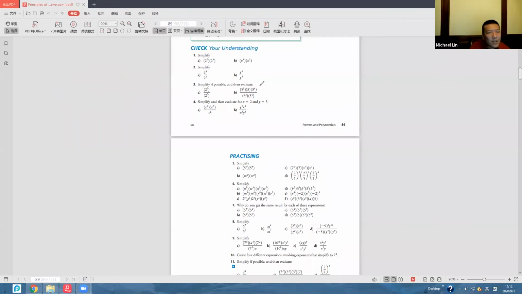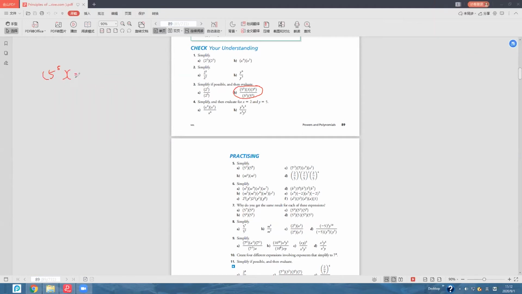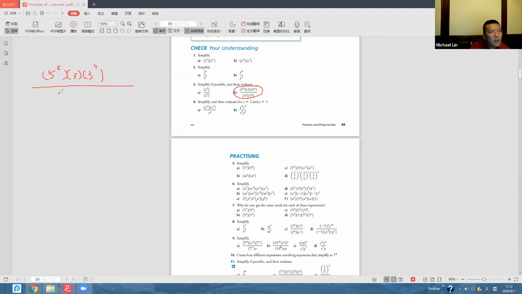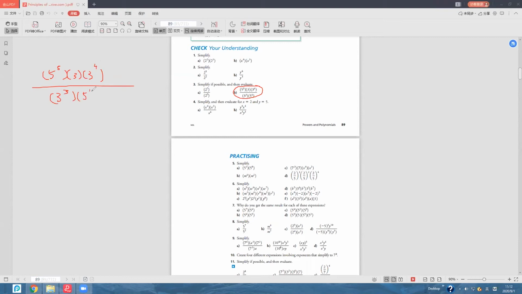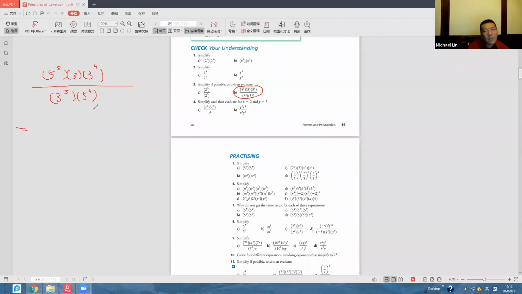And similarly, why don't we try this one? This one's a little bit more complicated. So we have 5 to the power of 5 times 3 times 3 to the power of 4, all over 3 to the power of 3 times 5 to the power of 4. Who can tell me what this one would be? You can, again, just simplify. You don't need to actually give me the numerical answer. But what could this be simplified to?